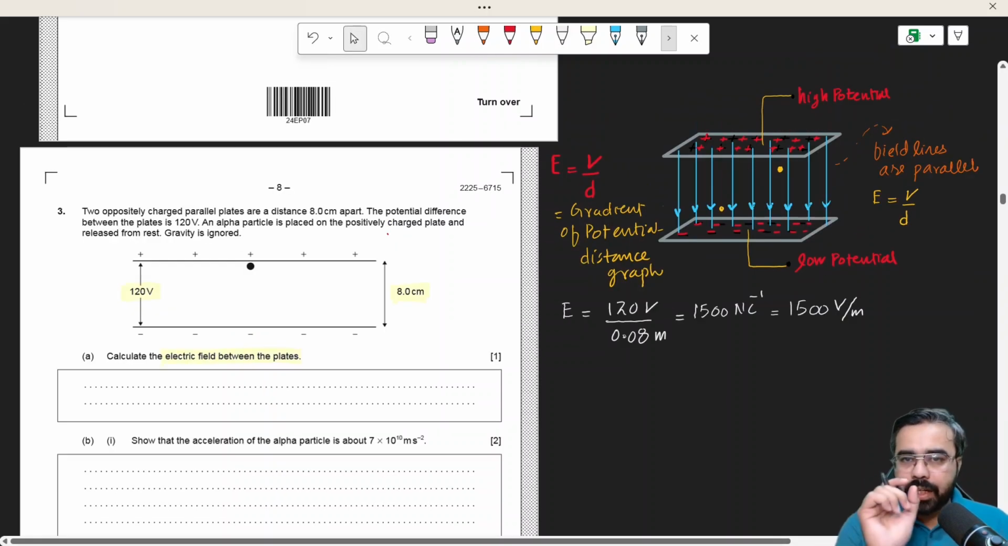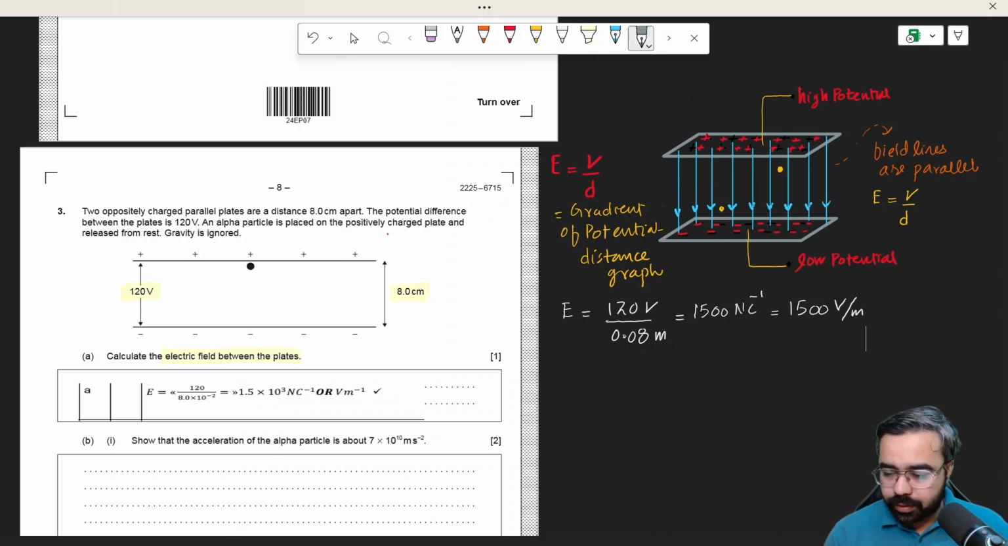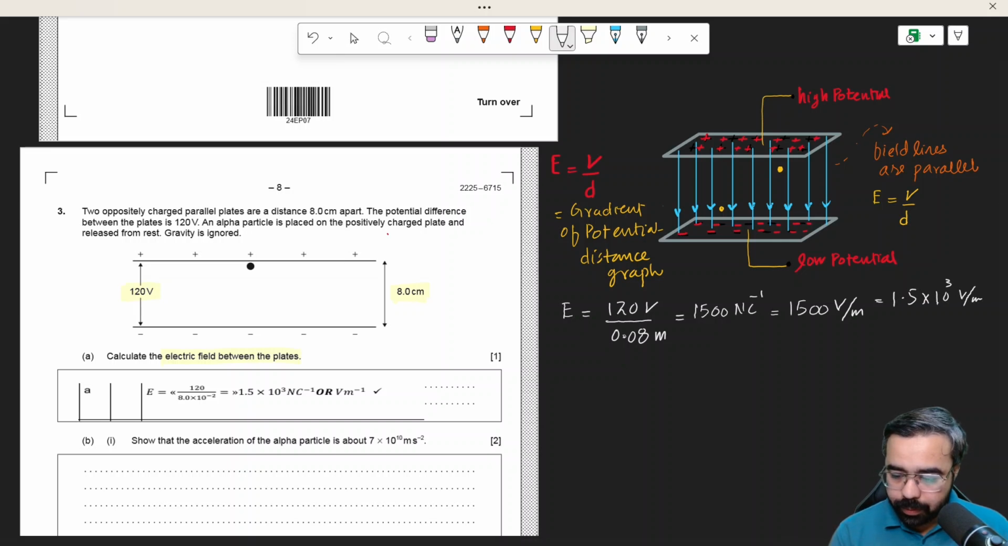So students, this 1500 Newton per coulomb practically means that, let's say if this charge is 1 coulomb, right? Then on this positive plate, due to this electric field, a 1500 Newton of force will be applied on this charge. In terms of the scientific notation, that will be equal to 1.5 times 10 power 3 volt per meter. Okay. So this is what our mark scheme says.